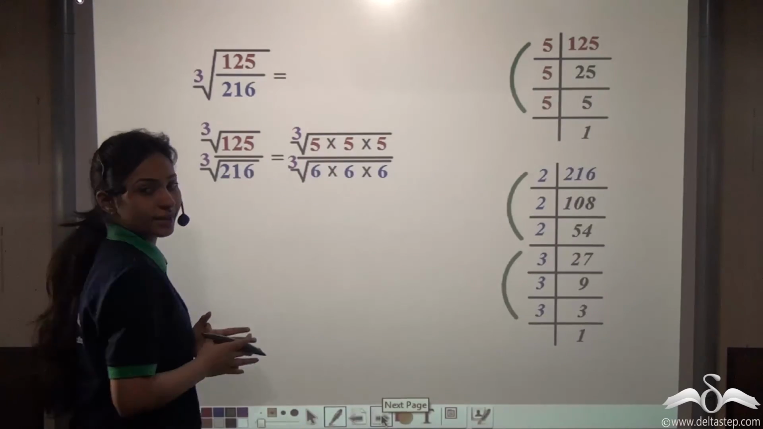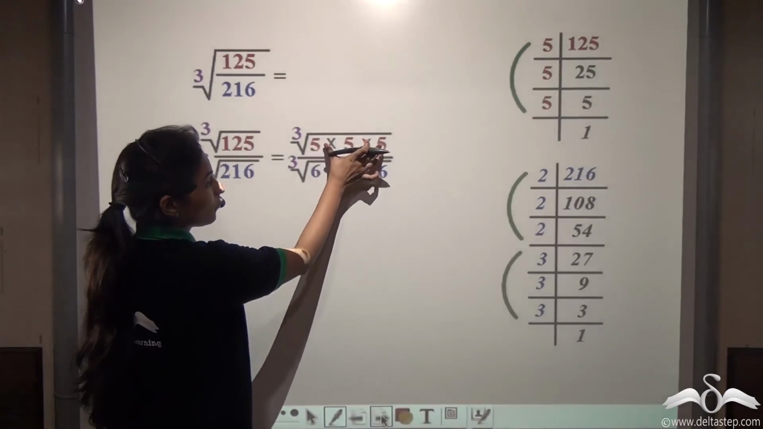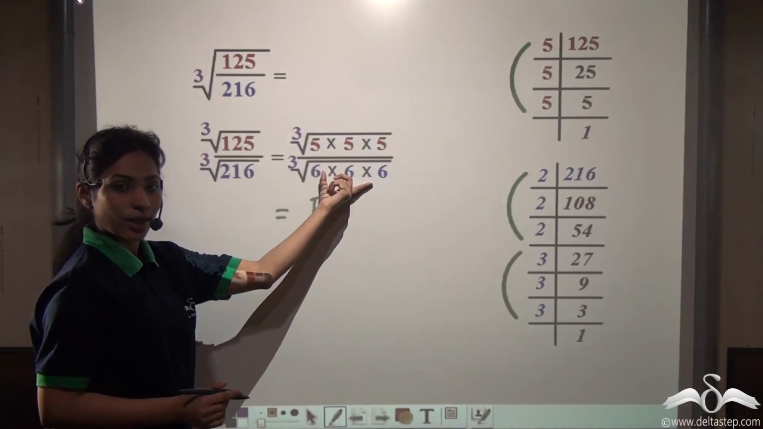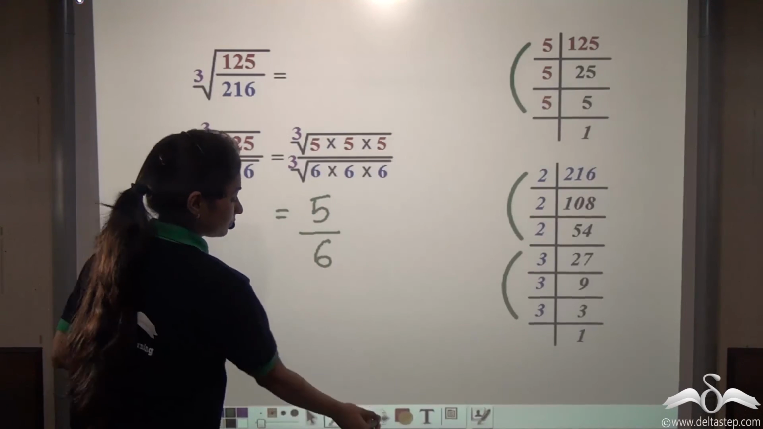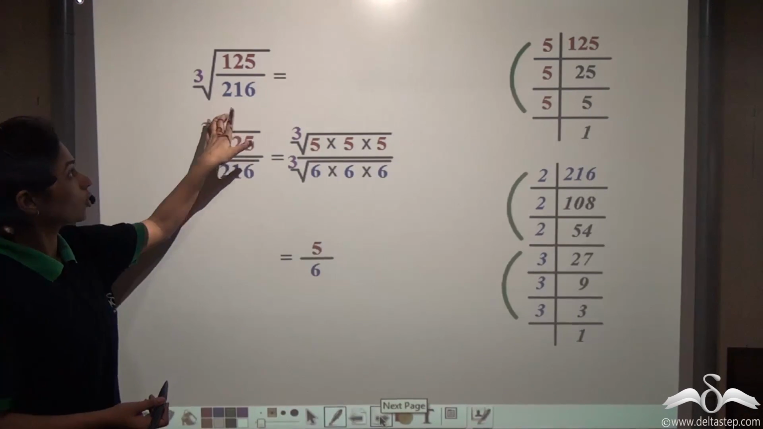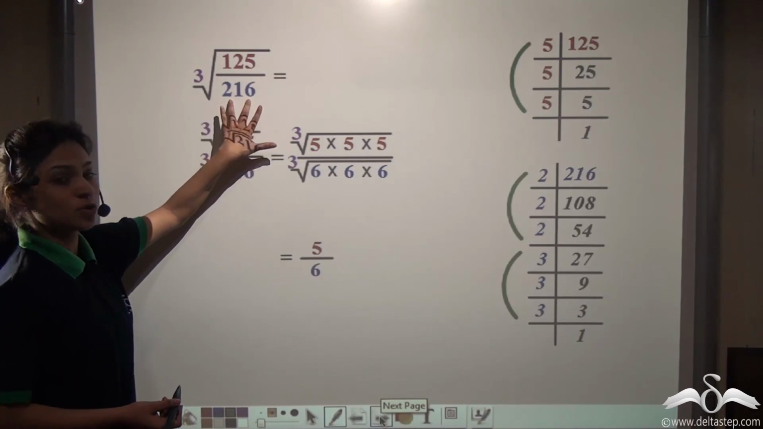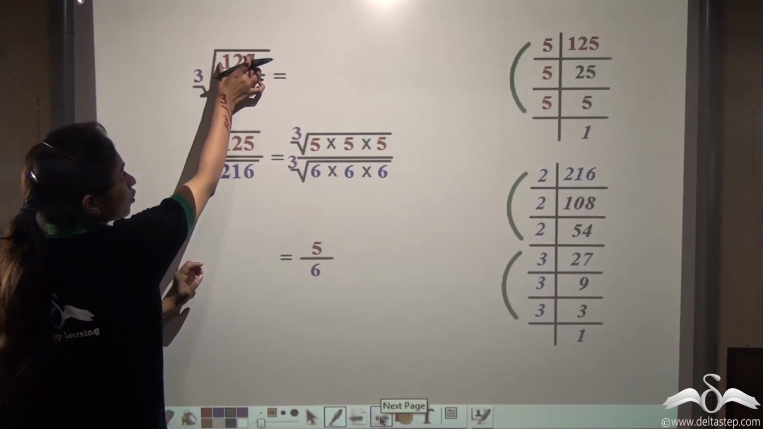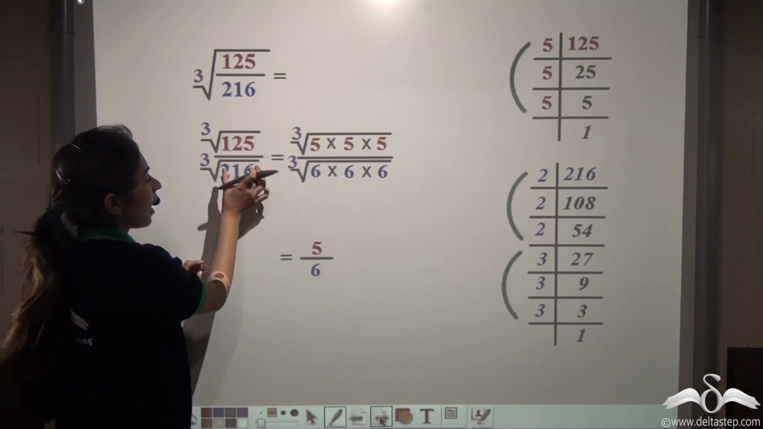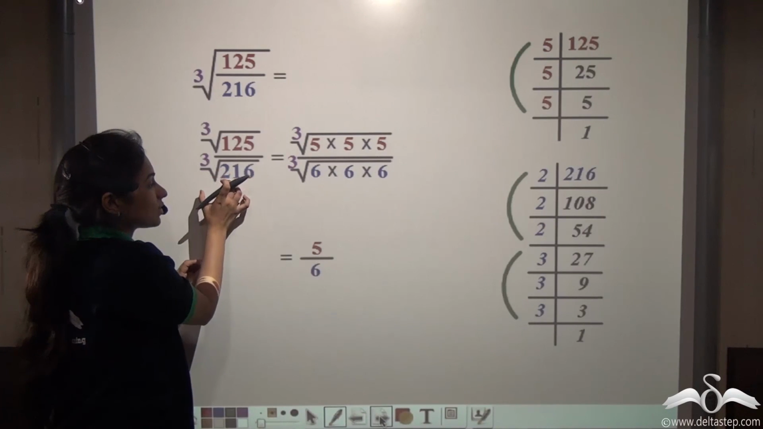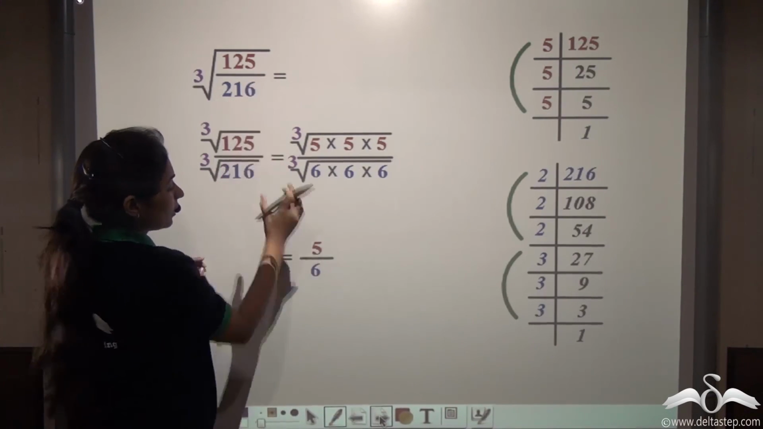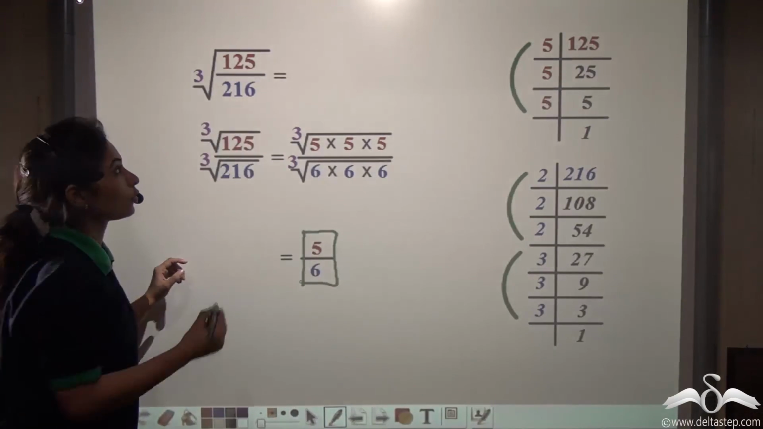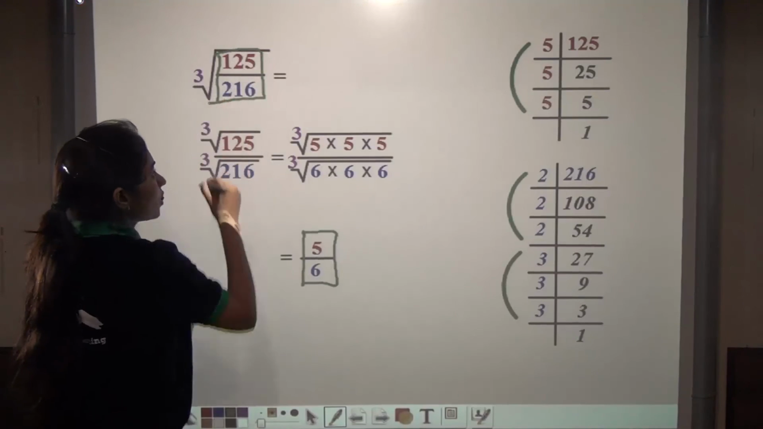So now how will we write it? From this group of 3, we take out one number, and from this group of 3, we take out one number, that is 6. So you can say that the cube root of 125 by 216 is 5 by 6. When we had taken it out separately, 125's cube root gave us 5 and 216's cube root was 6. So again, we wrote them together and this fraction 5 by 6 is the cube root of the fraction 125 by 216.